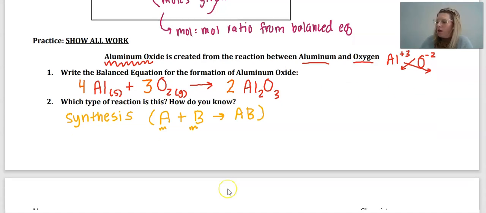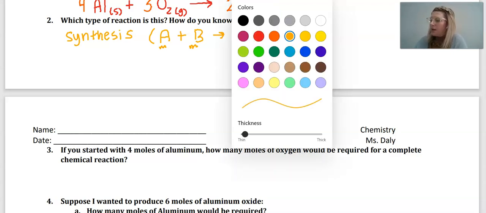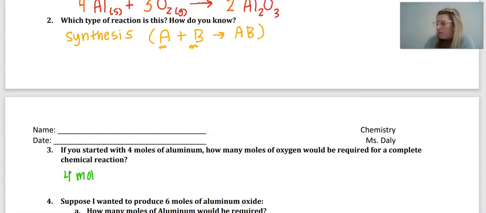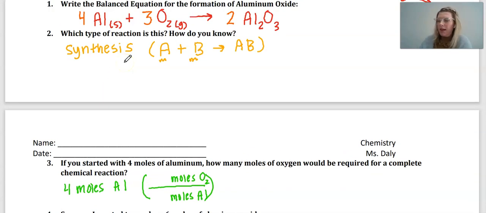Okay, cool. Now, if you start with 4 moles of aluminum, how many moles of oxygen would be required for a complete chemical reaction? So let's go ahead and set this up using stoichiometry. So I'm starting with 4 moles of aluminum, okay? And I want to know how many moles of oxygen I'm going to need. So moles desired goes up top, moles of what I'm trying to cancel goes on the bottom.